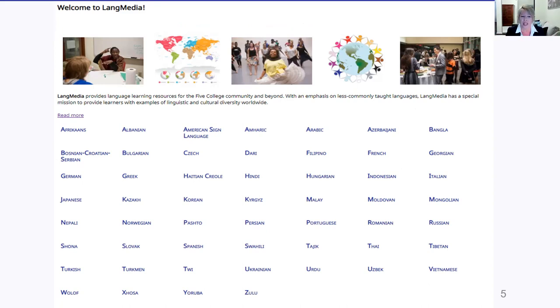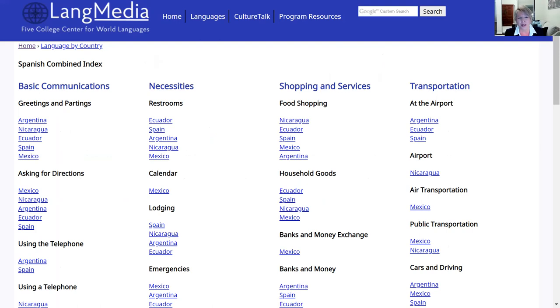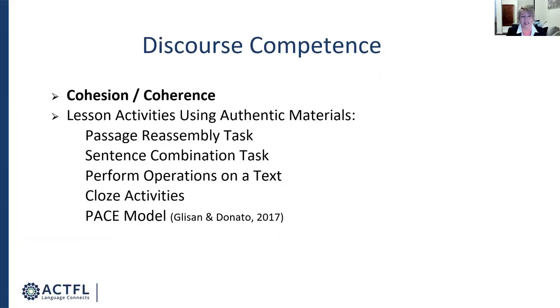This shows the different languages where videos are available with LangMedia. So whether you're teaching a less commonly taught language or a commonly taught language, there are going to be videos that you can use. Let's take a look at the next one. And this is kind of cut off. This is just like half of the page of all the different types of videos they have. But whatever you happen to be teaching, chances are you're going to be able to find some kind of video that you can play with native speakers interacting on that topic in the target language. So again, I said I couldn't teach Spanish without this because I know now how important it is to teach pragmatics to my students. All right, let's take a look at the next slide.